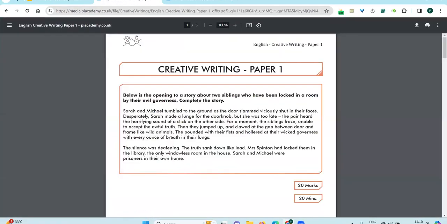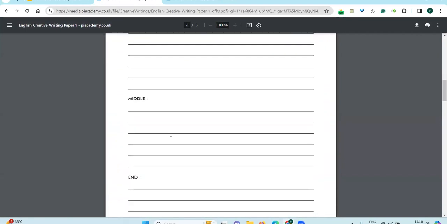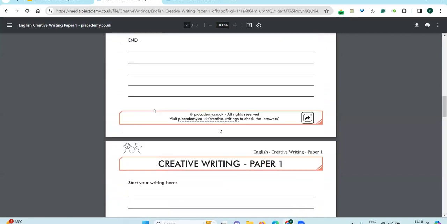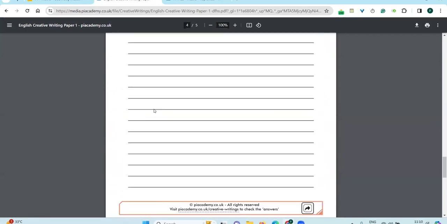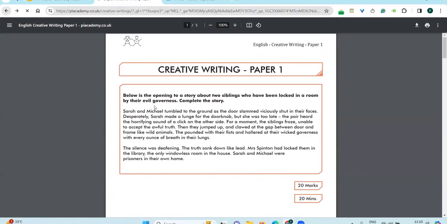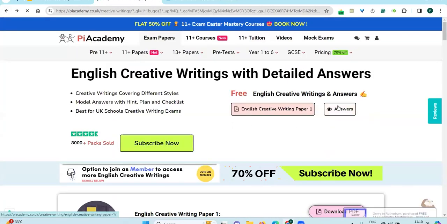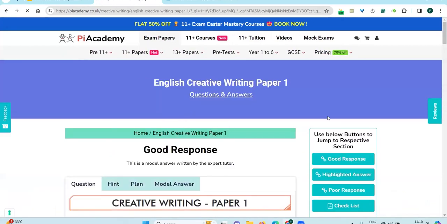It's free. You can download it and follow the PEE technique, build the beginning, middle, and end, and write your creative writing piece here. This is free for all to check out and download, and you can use this to practice your creative writing. And on PyAcademy, when you click on the answer section, you would see that we have also provided you with a checklist. Following the checklist, you can structure your creative writing answer.